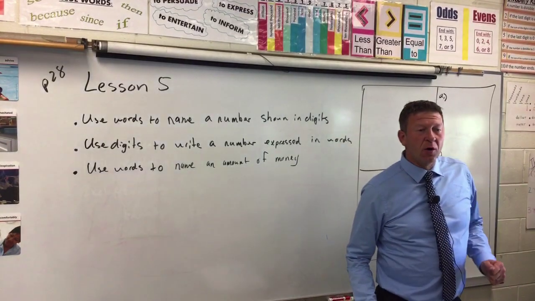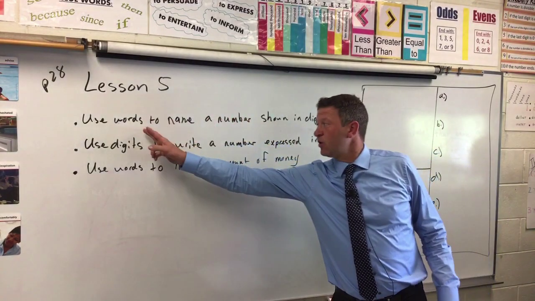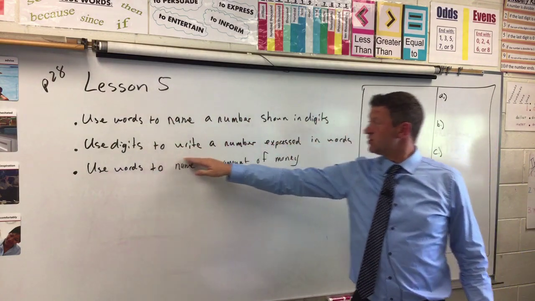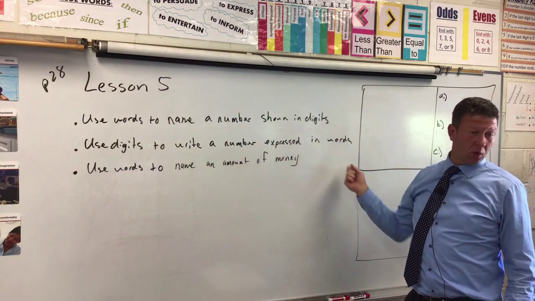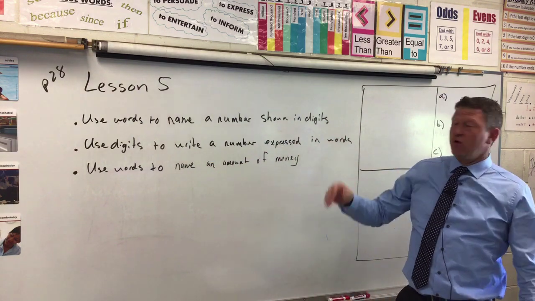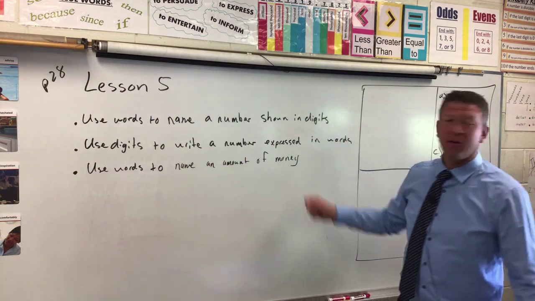All right, class, here we go. We're on lesson 5. Today we're going to use words to name a number shown in digits. We're going to use digits to write a number expressed in words. So they just go back and forth. You got a number, write in words. You got words, write a number, and then use words to make an amount of money.